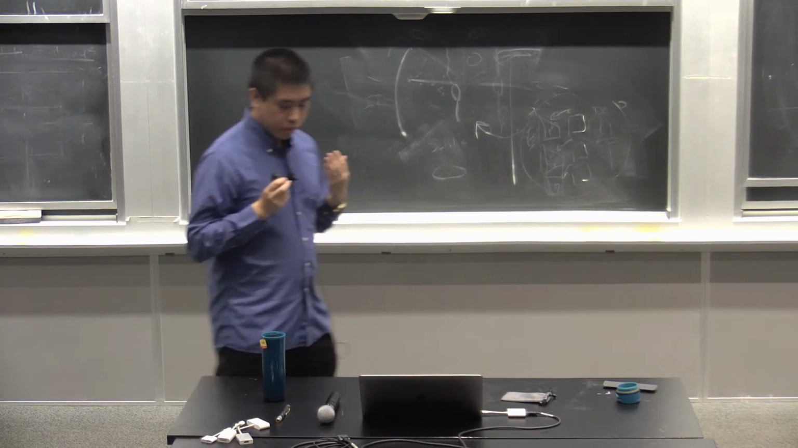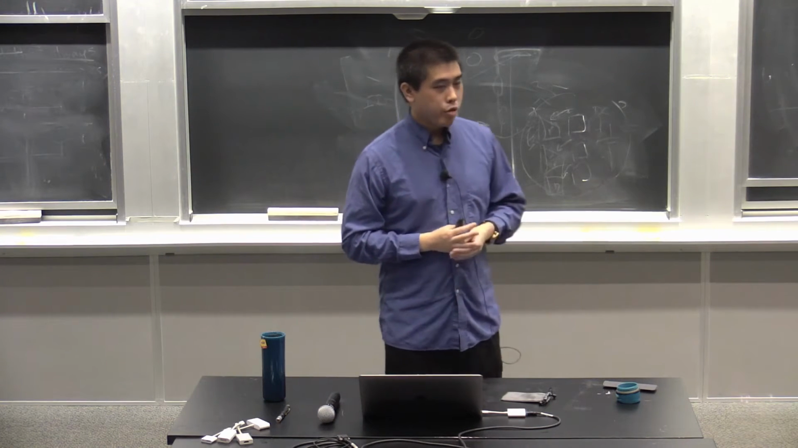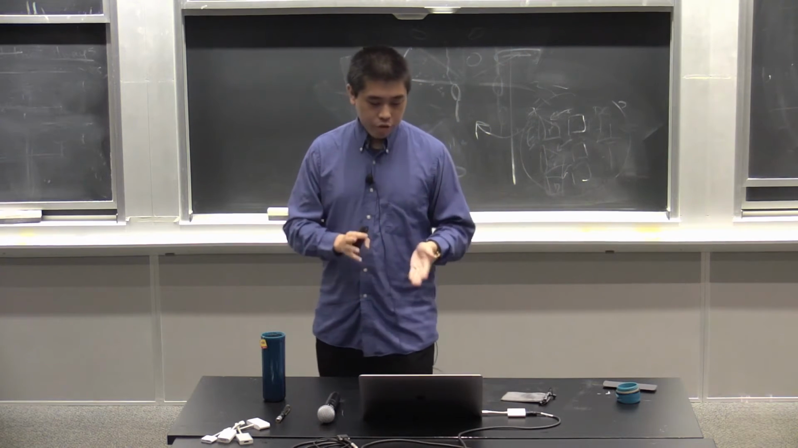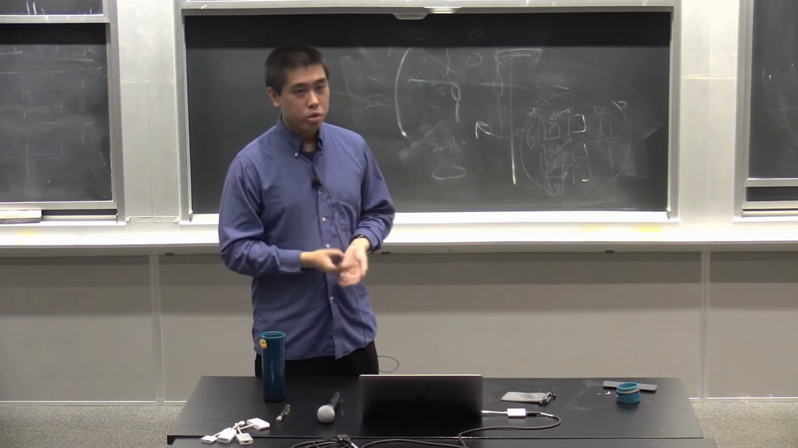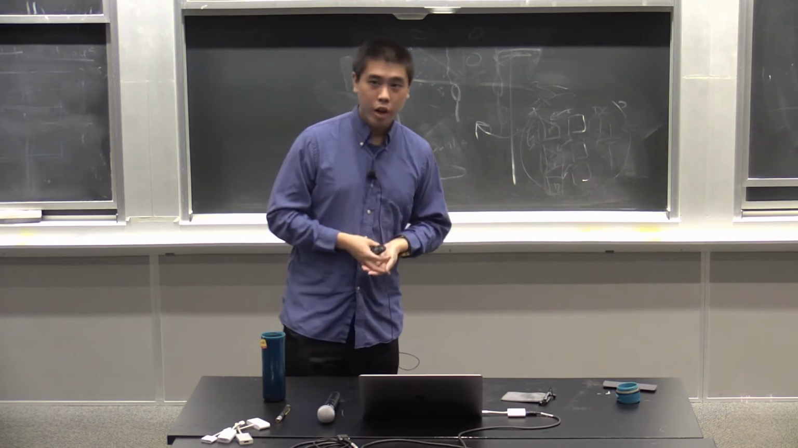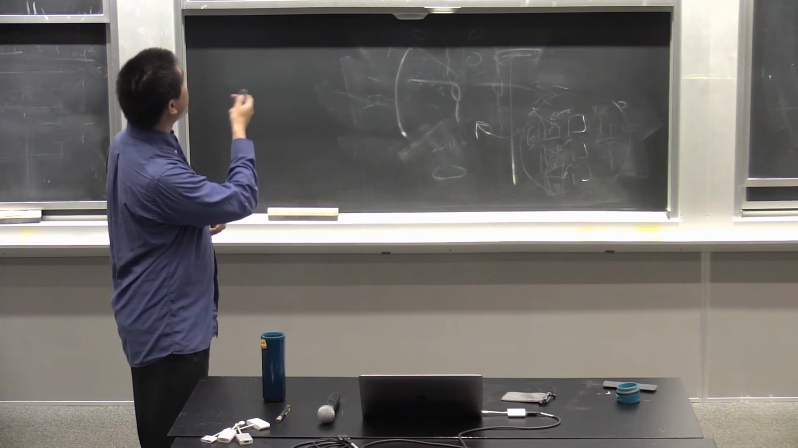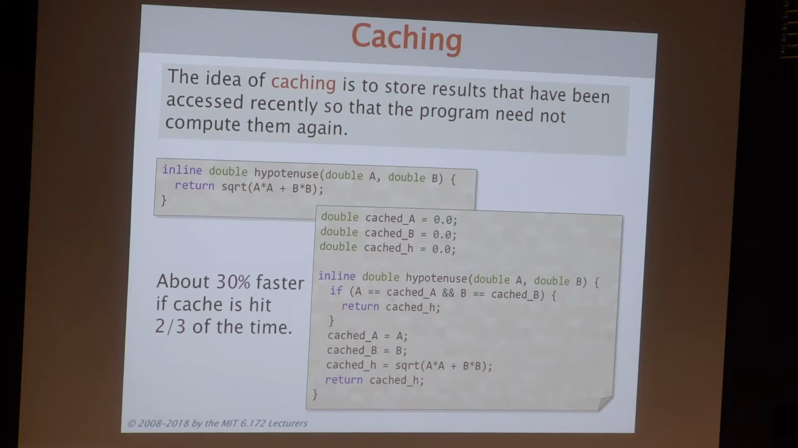And hardware also does caching for you, as we'll talk about later on in the semester, but the point of this optimization is that you can also do caching yourself. You can do it in software. You don't have to let hardware do it for you. And it turns out for this particular program, it actually is about 30% faster if you hit the cache about two-thirds of the time. So it does actually save you time if you do repeatedly compute the same values over and over again.